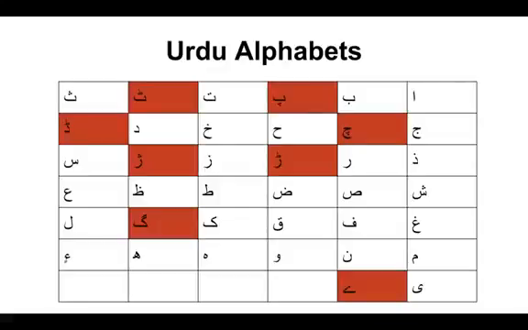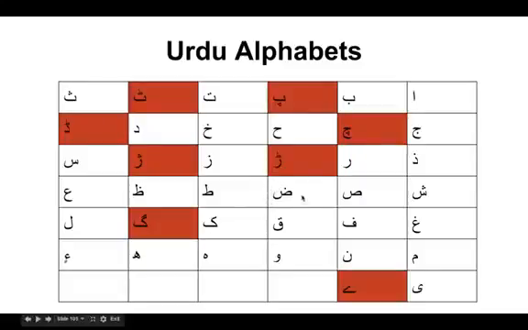So what are those letters? These are letters like Pa, Ta, Jim, Dal, Da, Ja, Ga, Ye. These are the letters which are not there in Arabic, which are not pronounced at all, and the rest of the letters are there, and certain letter pronunciations are also different.